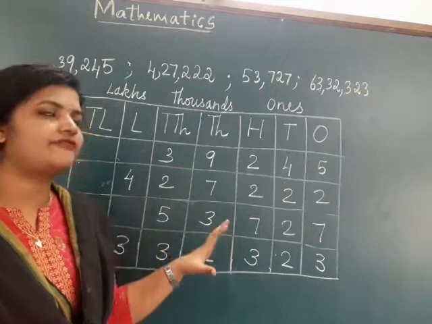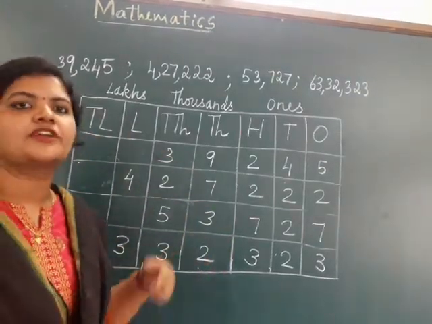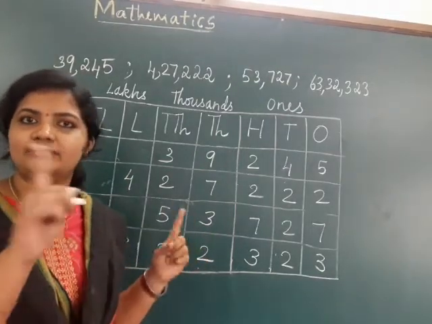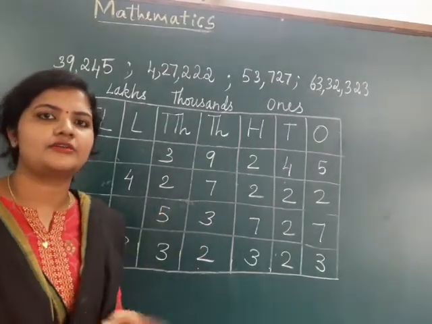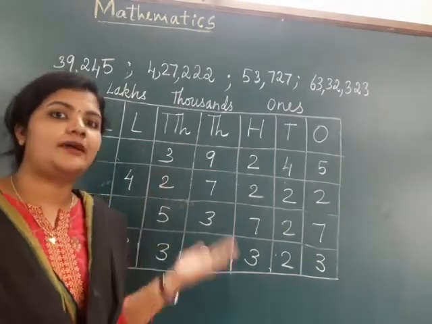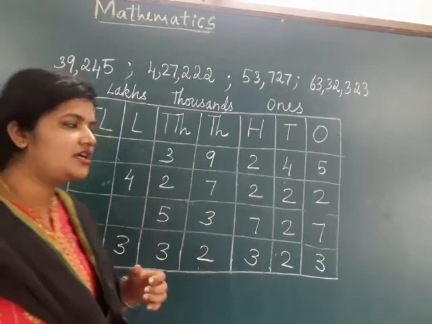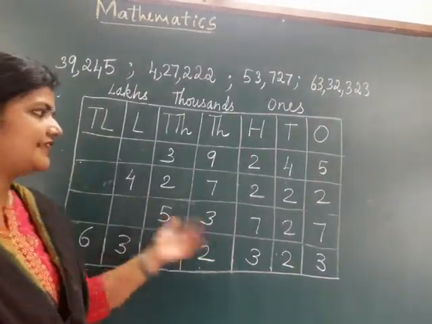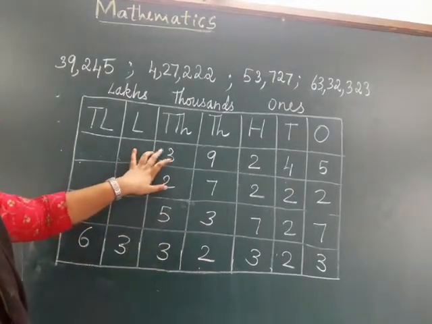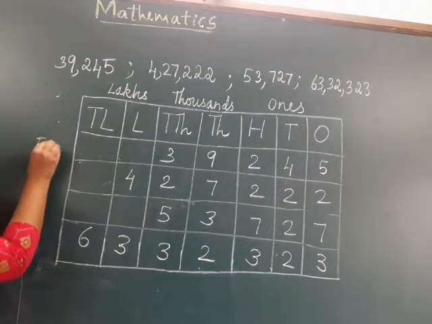So first we have to find the smallest number among these numbers. So how will we find the smallest number? From the topic of comparing numbers, we learned that first we have to check the number of digits. The number which has the least number of digits is the smallest number. From here, first let's find the number of digits of each number. The first number: 1, 2, 3, 4, 5. So this is a 5-digit number.